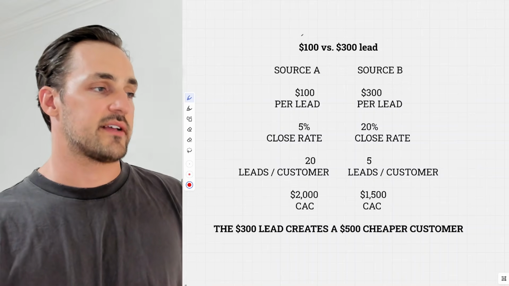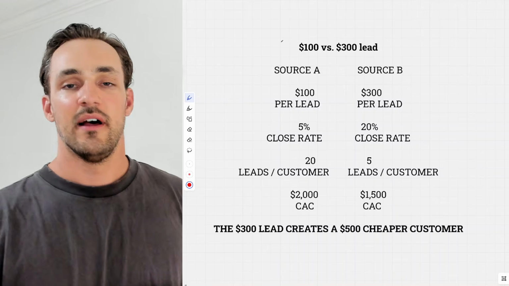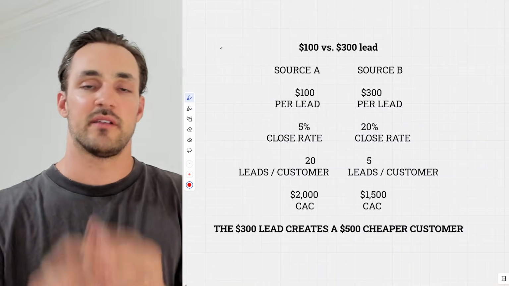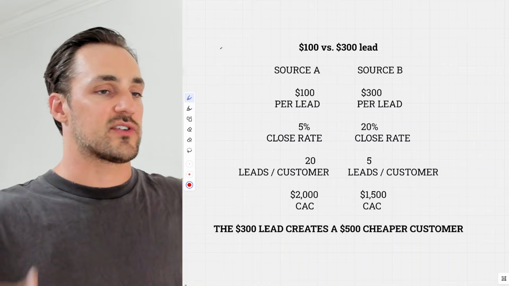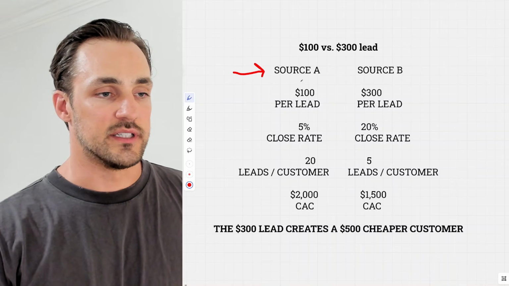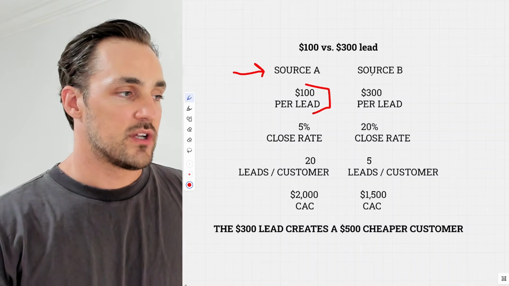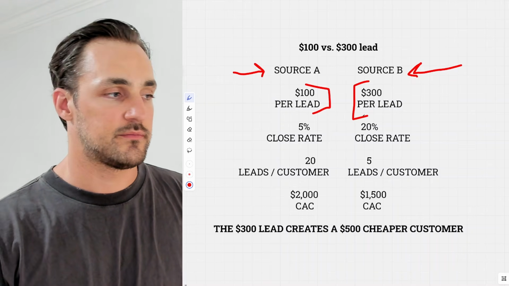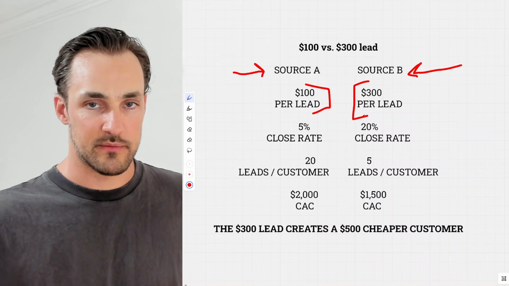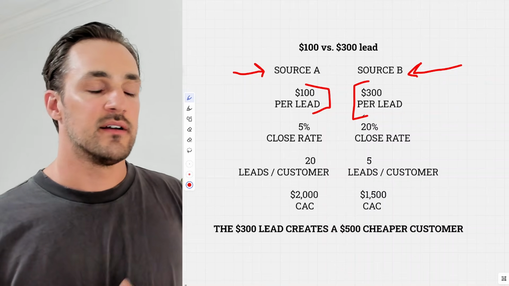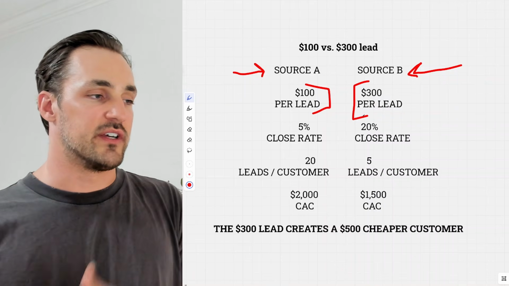Okay, so let's test the assumption that most people make when they're trying to compare two different lead sources. So you have two companies, they're offering you qualified leads at a certain cost per lead. Source A, they offer the lead for $100. Source B, they offer the lead for $300. Which one is cheaper? At first glance, source A looks like it has the obvious answer.